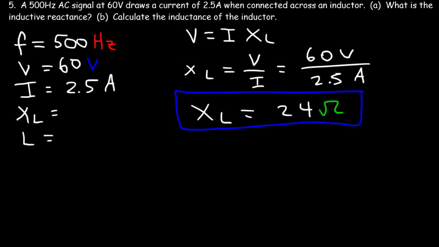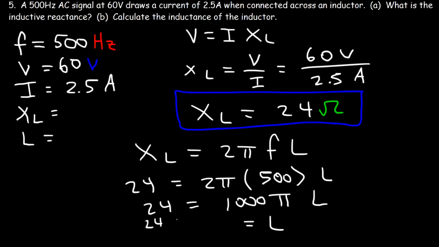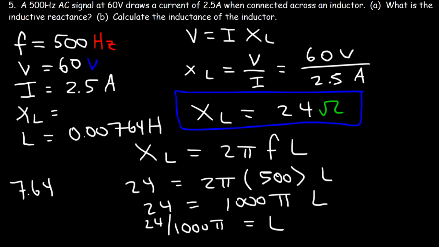Part B, what is the inductance? So once we have XL, we can use this equation to find L. So 24 is equal to 2 pi times the frequency of 500 times L. 2 pi times 500 is 1000 pi. So L is going to be 24 divided by 1000 pi. And so L is 0.00764 henries. To convert that to millihenries, multiply by 1000. So it's about 7.64 millihenries. So that's the inductance.